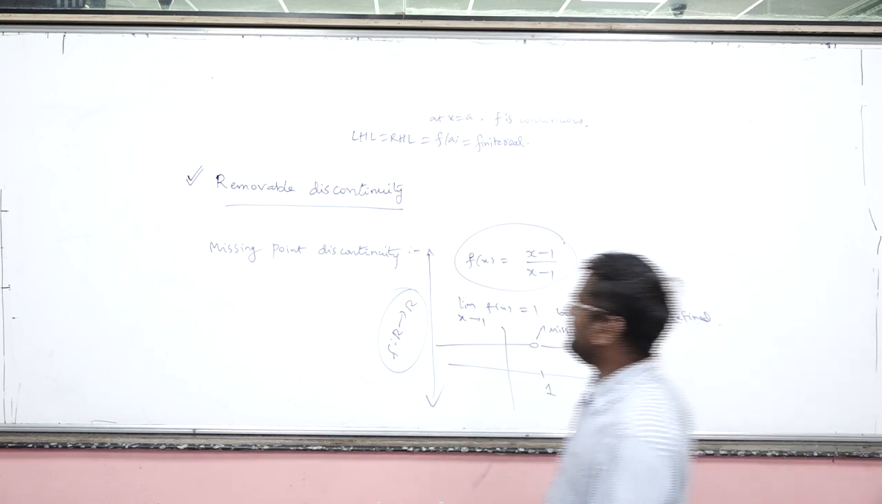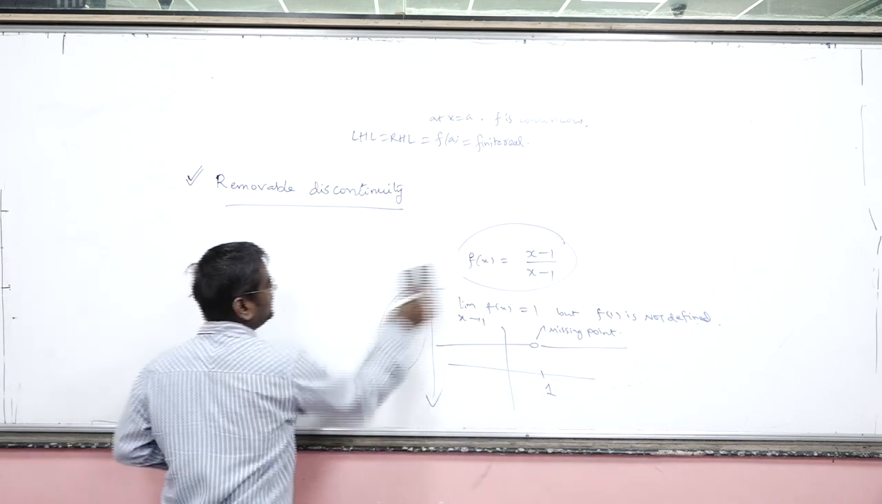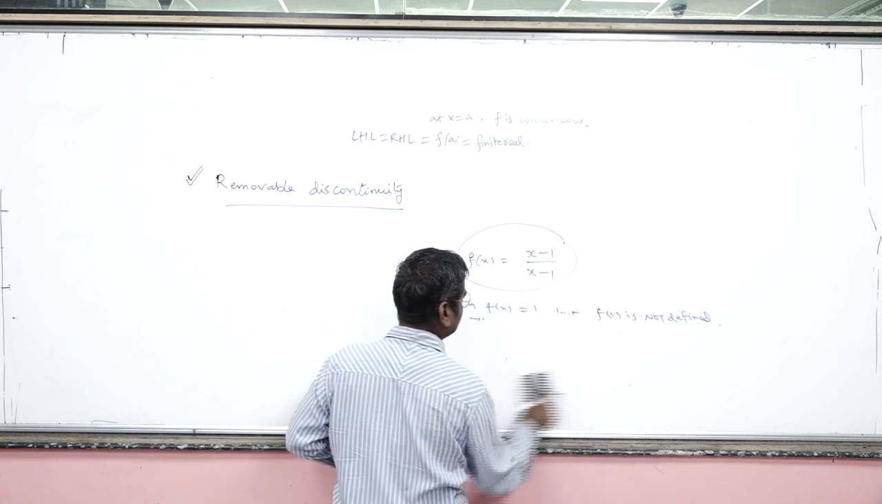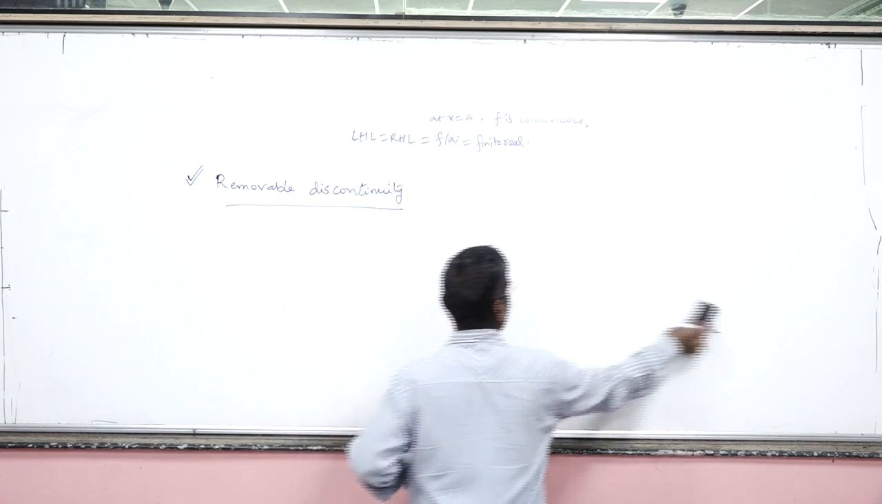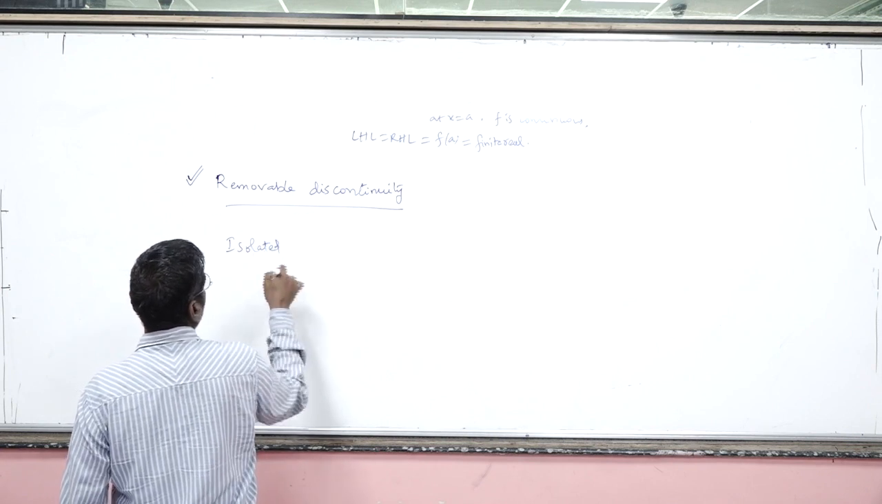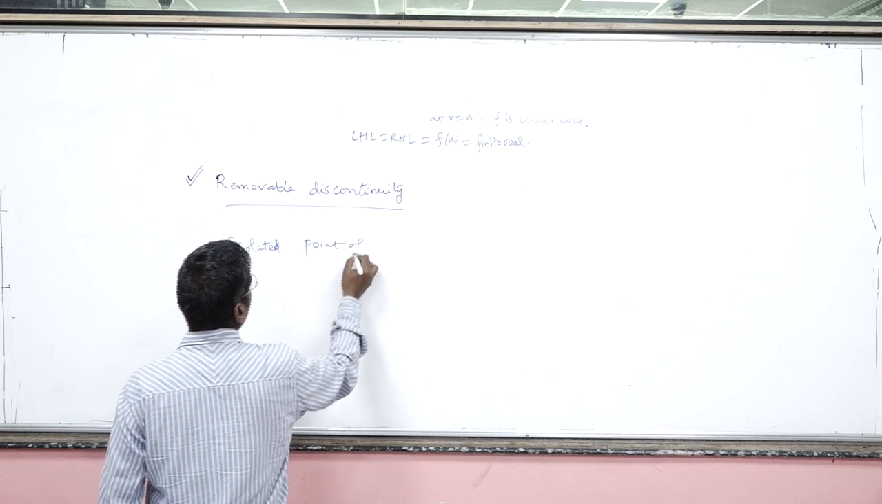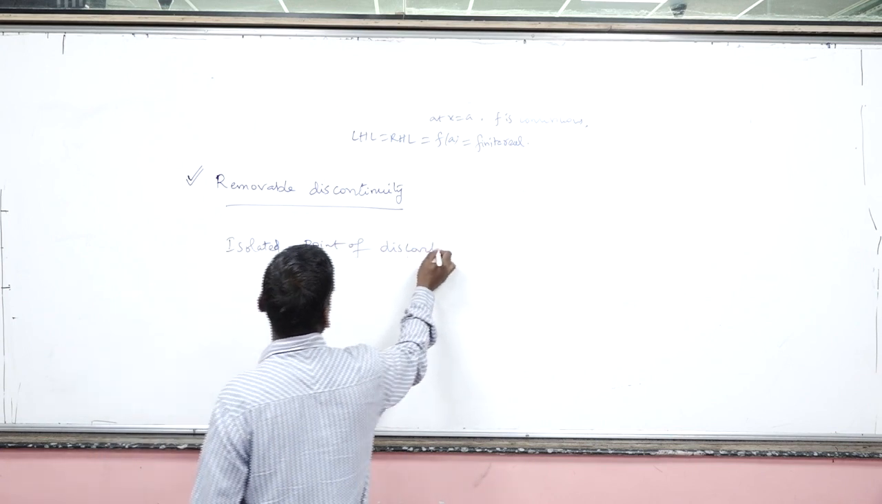Next, isolated point of discontinuity. The next definition is isolated point of discontinuity. That also comes under these only, because you have to make a certain change. Isolated point of discontinuity.